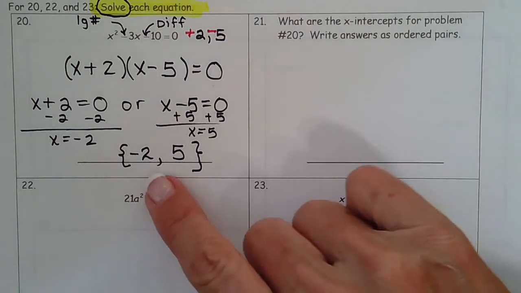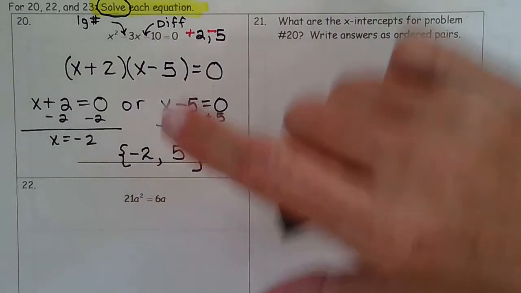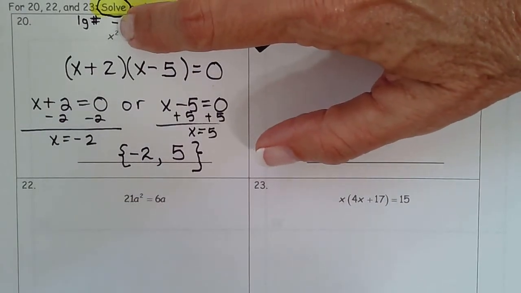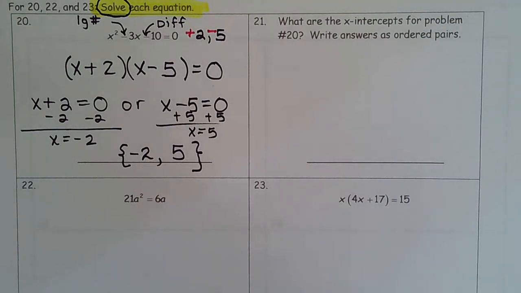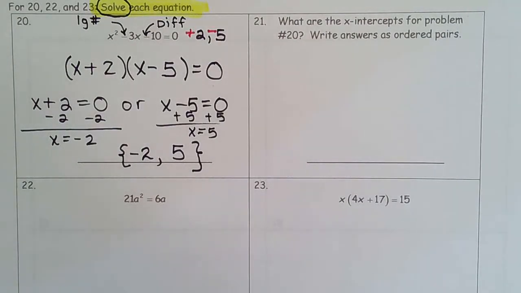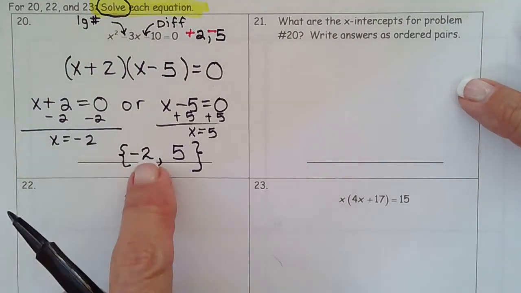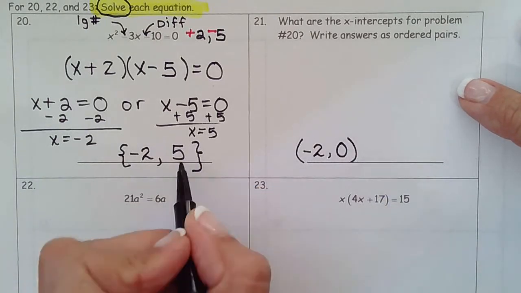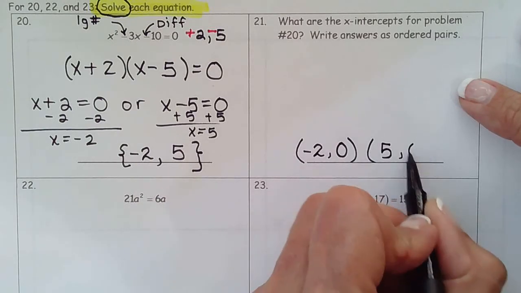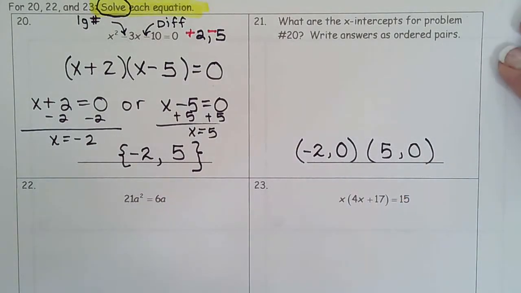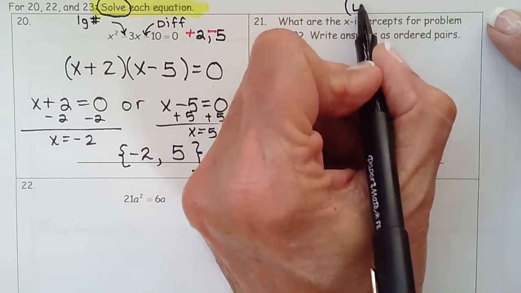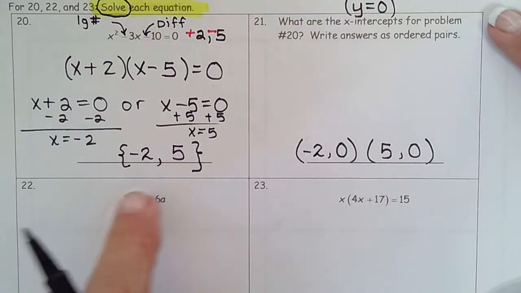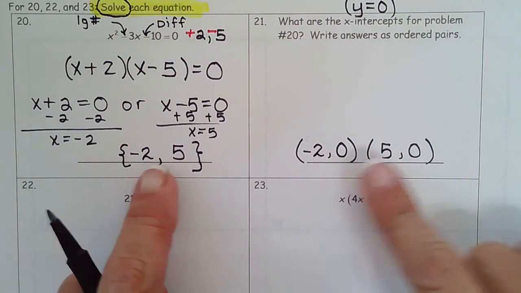So that is solving, how you leave an answer with a solution set with the same number of solutions as the highest power. 21 says, what are the x-intercepts for that problem? Well, we learned x-intercepts mean make y 0. So when x is -2, y is 0. When x is 5, y is 0. So those are the x-intercepts, and we wrote them as ordered pairs. So you might want to write your reminder. Whenever we have x-intercepts, we take our two x values and pair them with y.